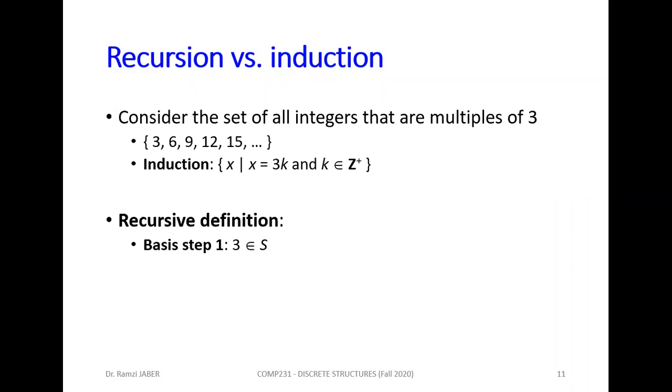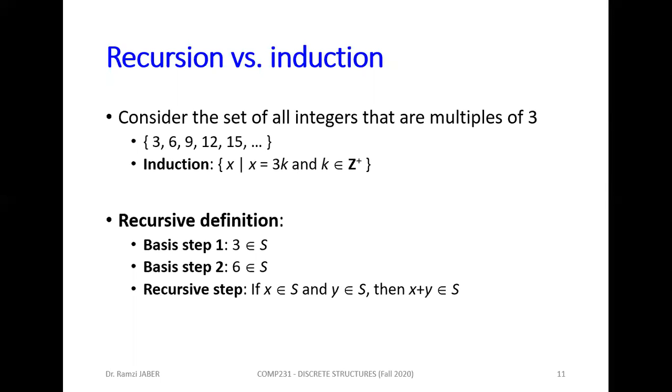definition. Like base step 1 will be: 3 belongs to S, where S is the set of multiples of 3. Base step 2: 6 also belongs to S. The recursive step will be: if x belongs to S and y belongs to S, then their sum must belong to S. This is the recursive step. Here we define only 2 elements, the first 2 elements, 3 and 6. 3 belongs to S and 6 belongs to S. So every addition of these will belong to S.